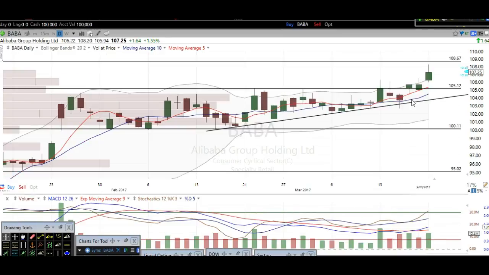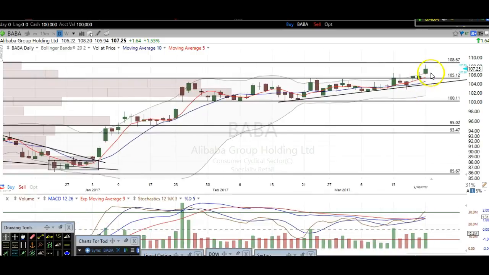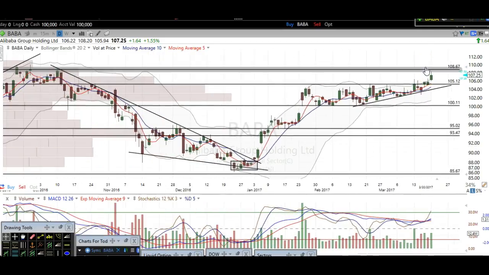Next one we're going to take a look at is Alibaba. And if you've been following along on the videos for Alibaba, you know that we did like Alibaba for higher prices ever since we broke over this resistance right here at 105, this day right here, and we're headed towards our target near about 108, and that's based off of this resistance right here that we had previously in about September and October of 2016.